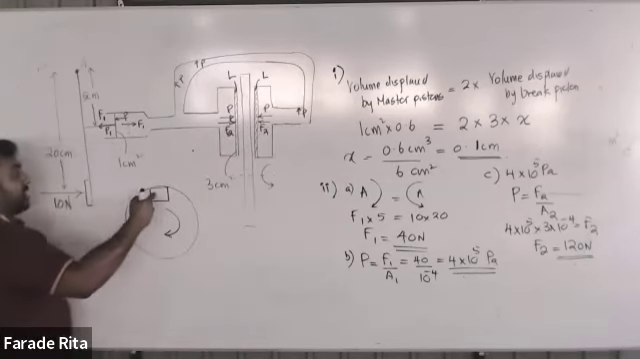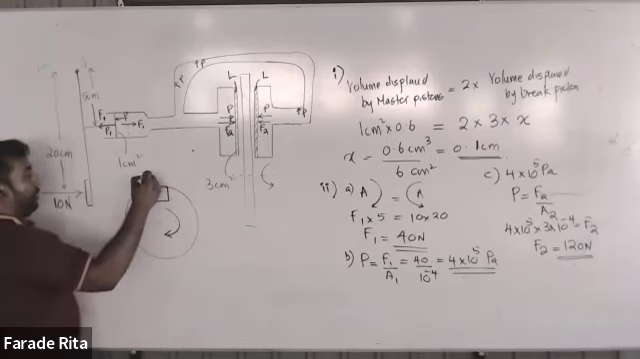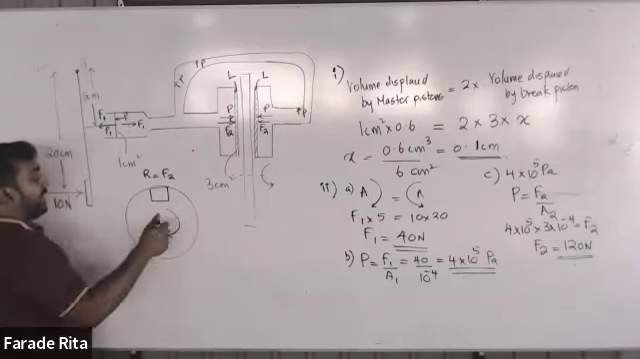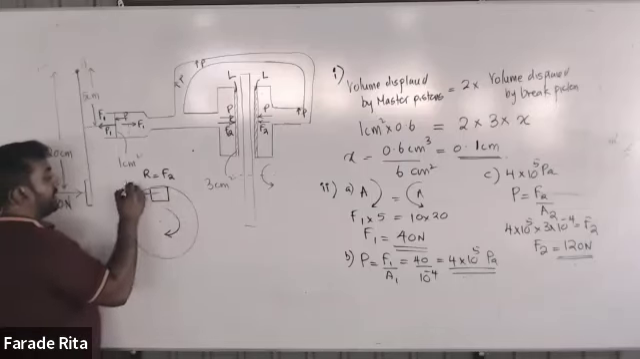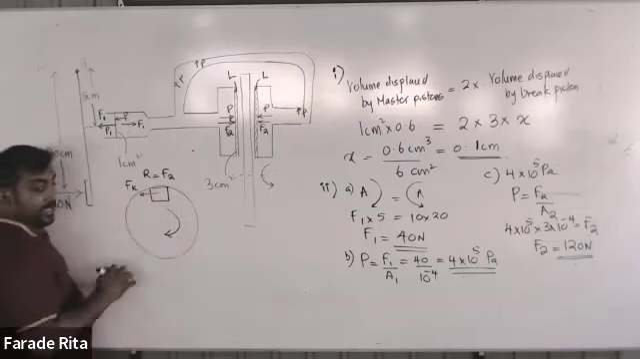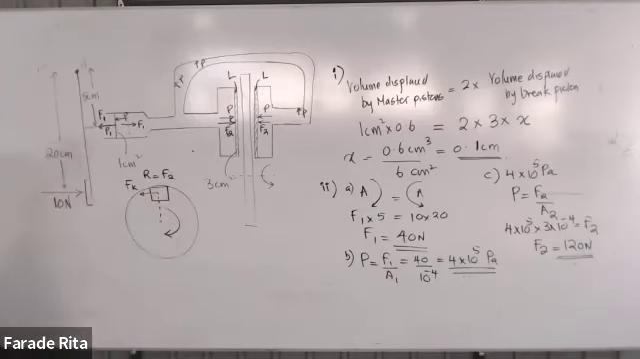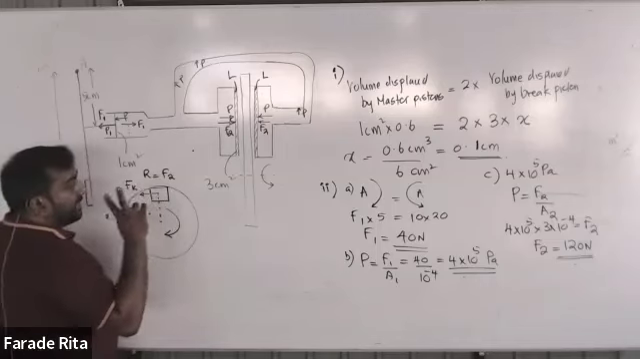F2 only is pushing on the wheel. So normal reaction is equal to F2. So the wheel is rotating in that direction. Friction will act in the opposite direction. That will create a frictional torque. Understood? Here, how many frictions are there?